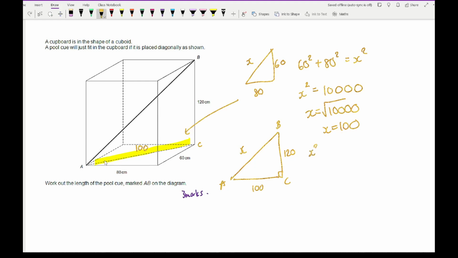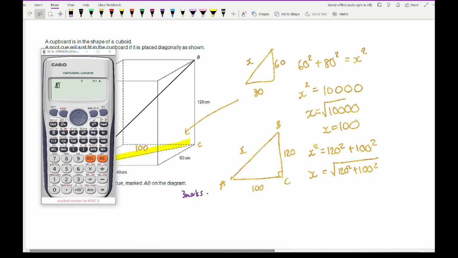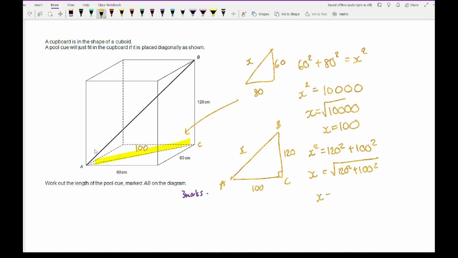So here I've got x squared equals 120 squared plus 100 squared. So x equals the square root of all of that, so 120 squared plus 100 squared. If I just type that into my calculator, let's have a look what we get. So we get the square root of 120 squared plus 100 squared, and we get an answer of 156.2. So x equals 156.2 to one decimal place, and that's in centimetres.